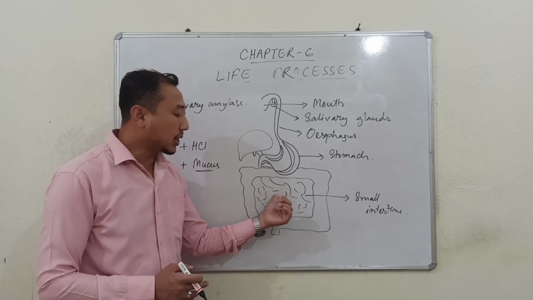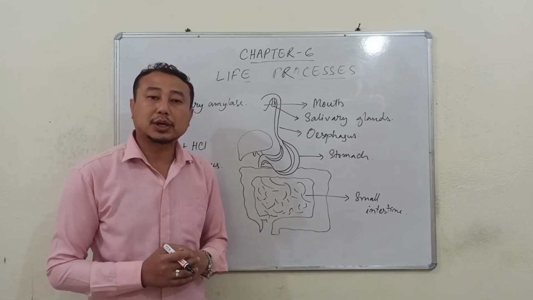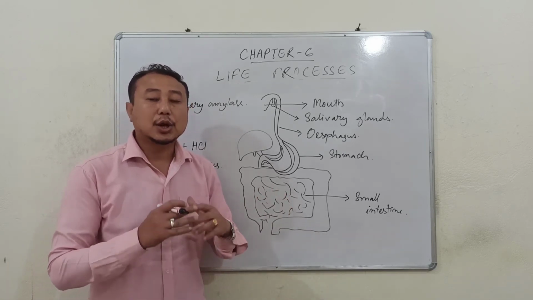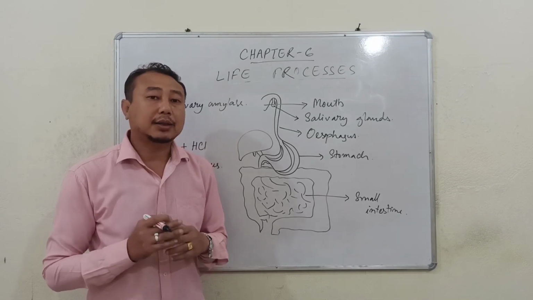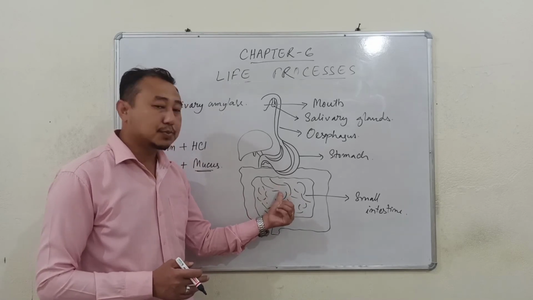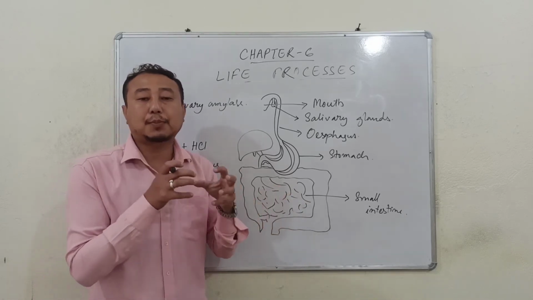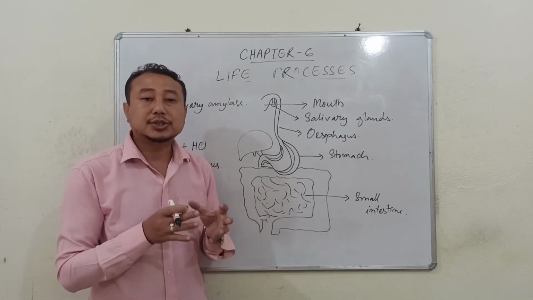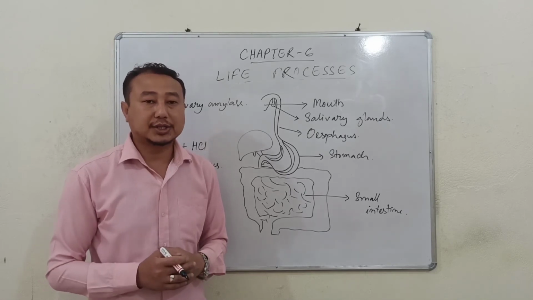After this, the enzymes that are present in the intestinal juice released by the intestine digest all the components of the food and the complete digestion process takes place. After the digestion process is completed, the nutrients that are present in these food particles are absorbed by the wall of the intestine.